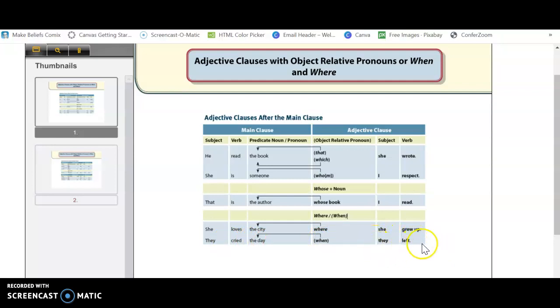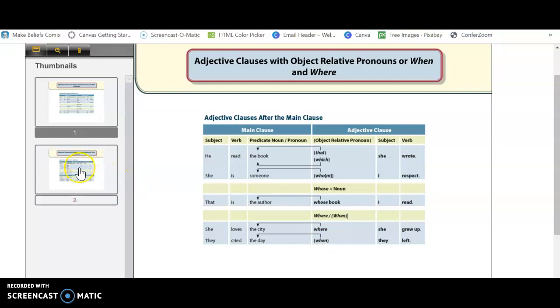So basically they left that day. We're going to get rid of that day because we already have it here, and instead we're going to replace it with a relative pronoun of when. And that's how we create a new adjective clause with an object relative pronoun when.